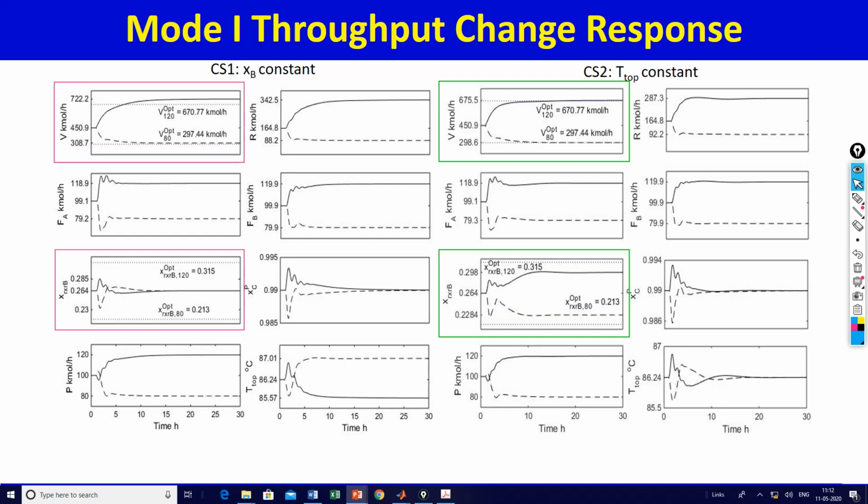The T top controller actually adjusts the ratio set point such that the final X reactor B at which you settle is closer to 0.315. It may not be exactly the same. Okay, so because you are increasing the mole fraction of reactor B for a production rate increase and decreasing the mole fraction of B for a production rate decrease, you are getting closer to the optimum reactor B mole fraction, and because of that the suboptimality is almost negligible in CS2.